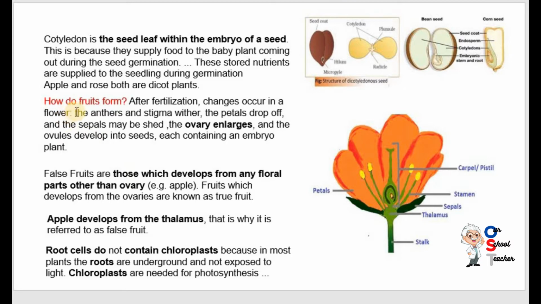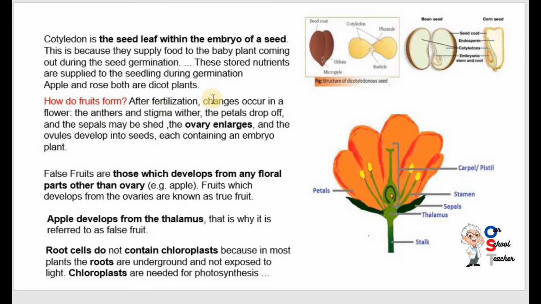Now, how do fruits form? You can see there is a picture of a flower and these are the parts of that flower. These are the petals, carpel, stamen, sepal. These are the green parts. And there is a thalamus, and this is the leaf stalk that is attached to the branch or the part of the stem. So this thalamus, you can focus on this structure because I am going to tell something about it.